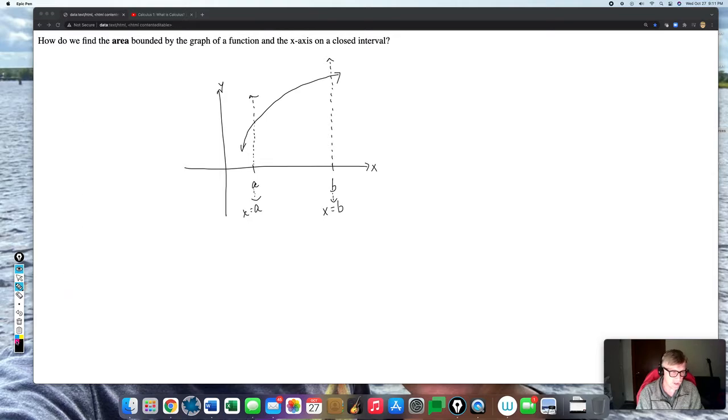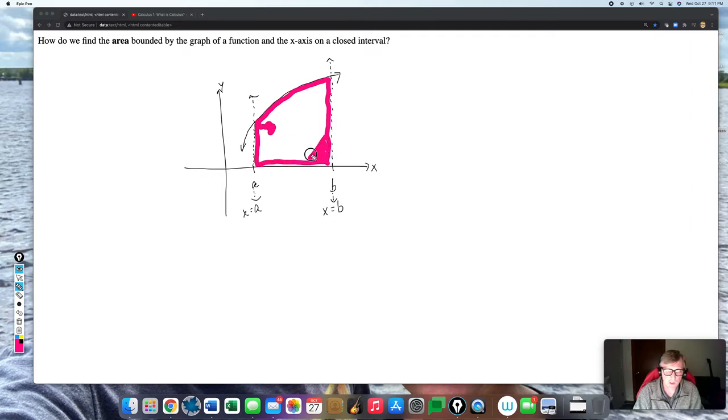What we're asking is how do we find this area in here, the area between these two vertical lines, so bounded on the left and right by the closed interval, but bounded above by the graph of a function, and bounded below by the x-axis.